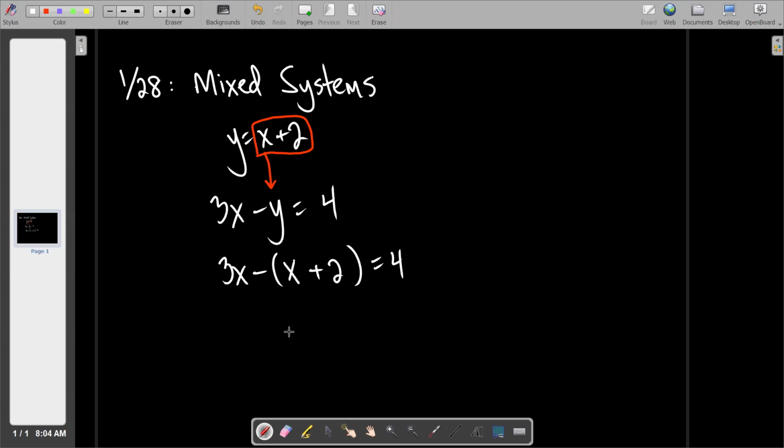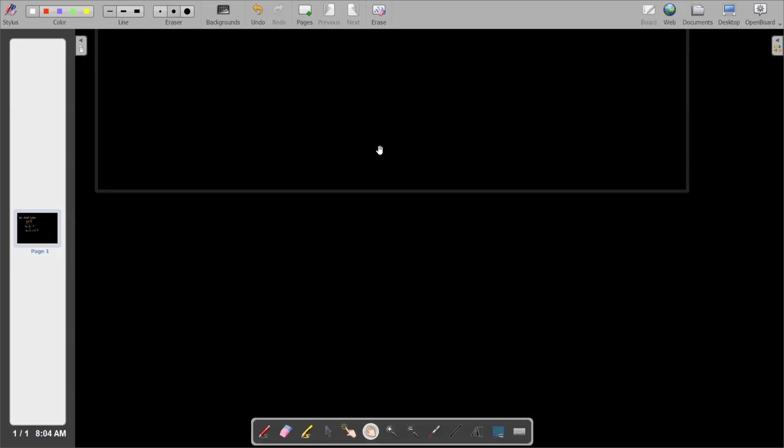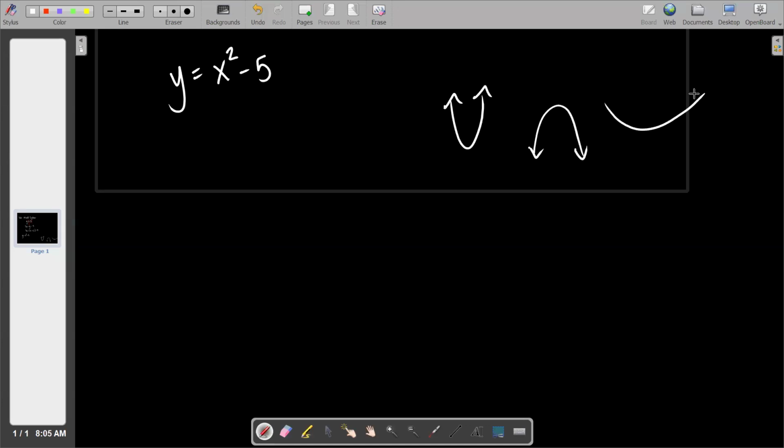So let's get to it with a mixed system where they're not both just straight lines, because we've done that, been there, done that. So the first one is y equals x squared minus 5. That's the graph of a parabola. Anytime you have y equals any type of x squared, it's just a parabola. It could look like this, it can look like this, it can look like this. So it can be skinny, fat, upright, pointing down. But just know that that's the relationship that y and x squared create, that parabolic shape.